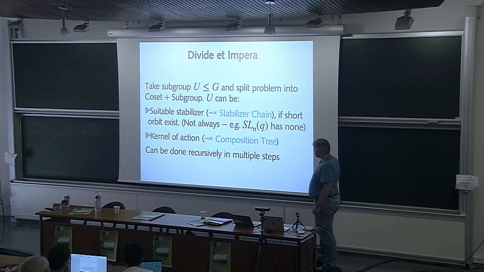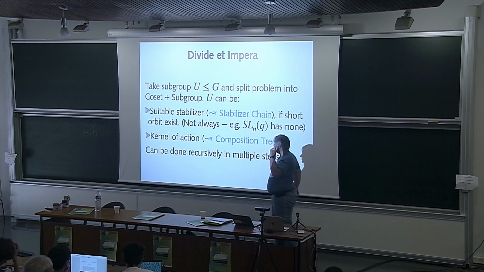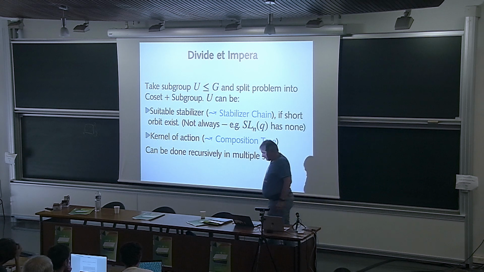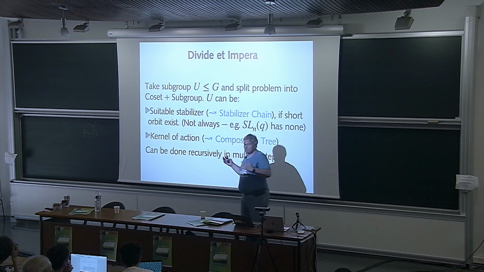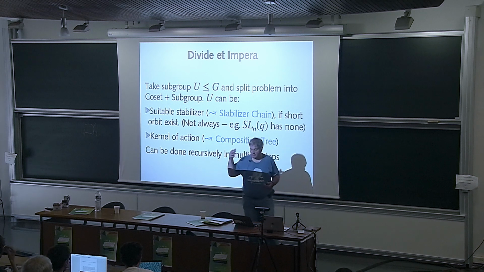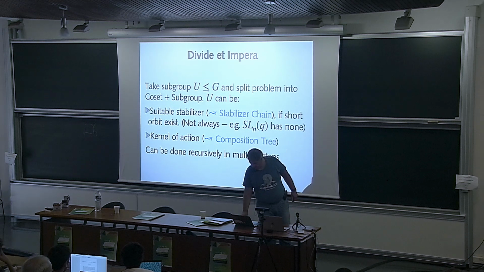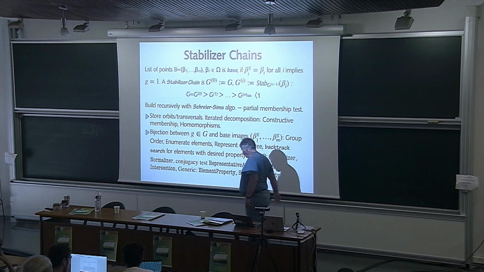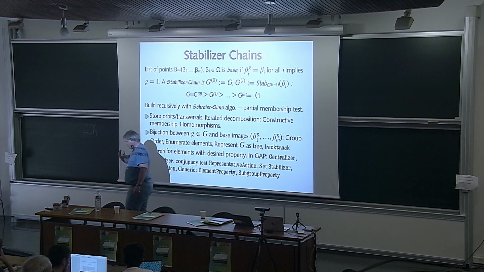So that does not always work, or the subgroup might be the kernel of an action, and that's the tool for a composition tree. I will basically describe it as a single-step process, but very naturally one can do a multi-step process by just considering the subgroup again in the same way. So let's first look at the case of permutation action, where the subgroup is a point stabilizer.